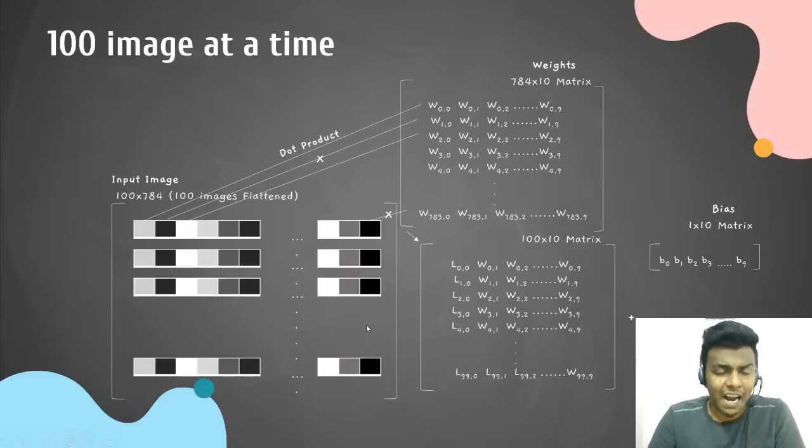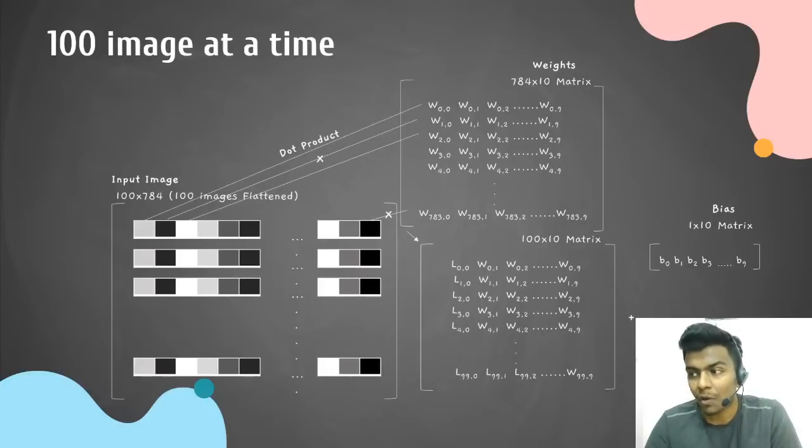So this is the 100 images. The first image has been flattened into 784 pixels, and the second and third images are also flattened. Likewise, 100 images have been flattened, and we have this matrix. What is the matrix dimension? For 100 images we have 100 rows, and for the columns we have 784. So the dimension of this matrix is 100 cross 784.